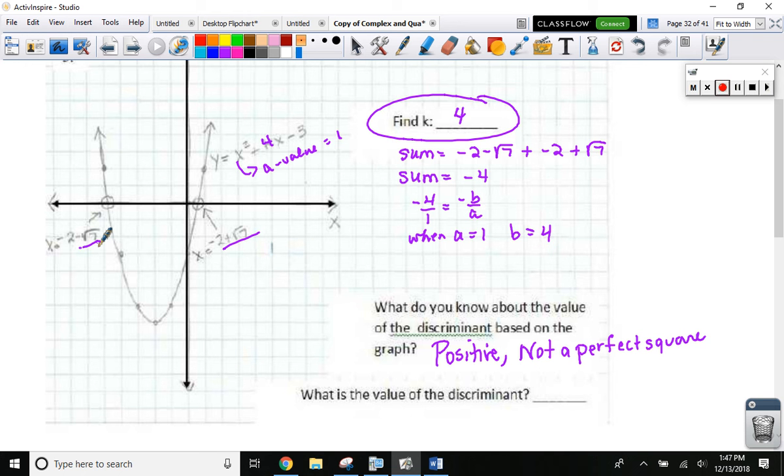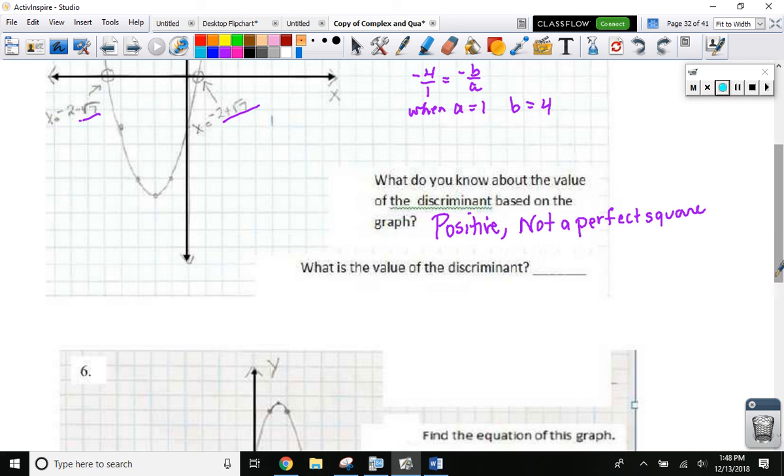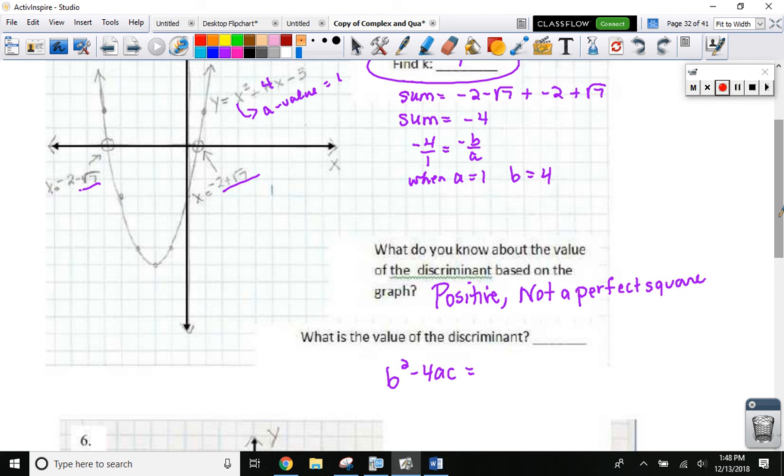What is the value of the discriminant? 8, I'm gonna say that. Is it 7? Actually not 7. What is it? Let's figure it out. How would you find it? You would go b squared minus 4ac. So b squared would be 16, minus 4 times 1 times negative 3, and so that would be 28.